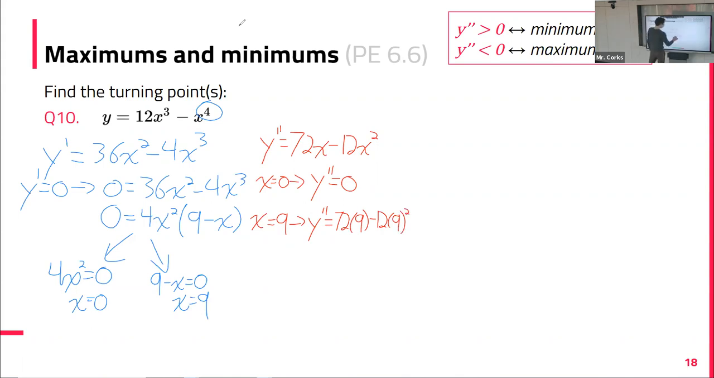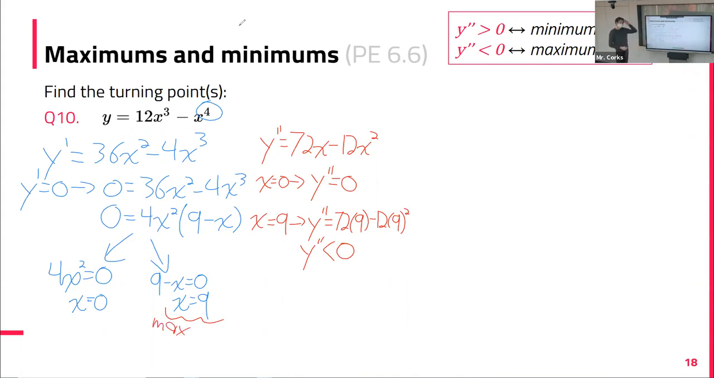What I would notice here, the 72, that's 8 times 9, and then times 9 again, and then minus 12 times 9 times 9. So the second term is going to win there, and the result will be negative. We can see the actual number, 36, but we really just care that it's going to be negative. Okay, so x equals 9. That is what kind? All right, so we have a maximum here.